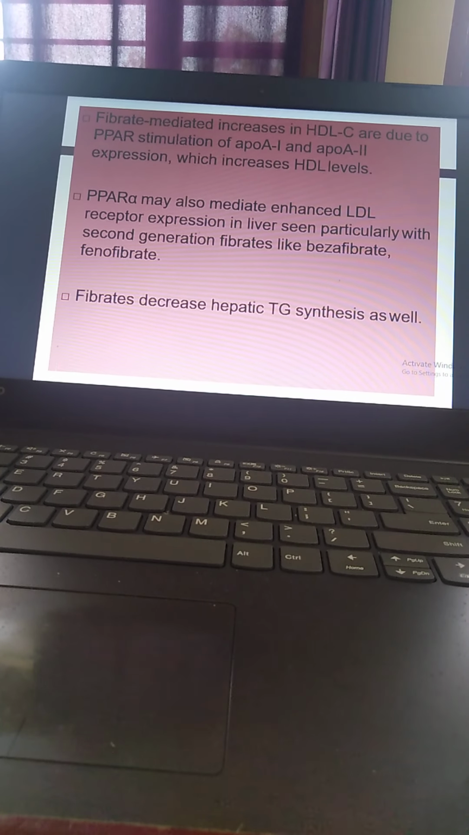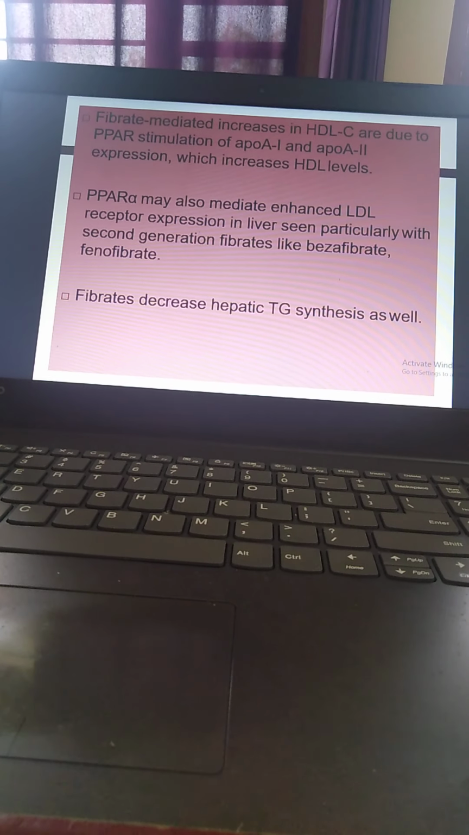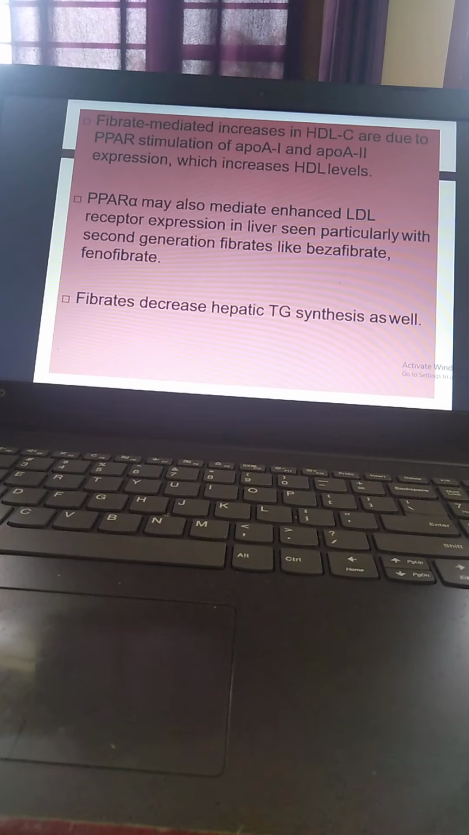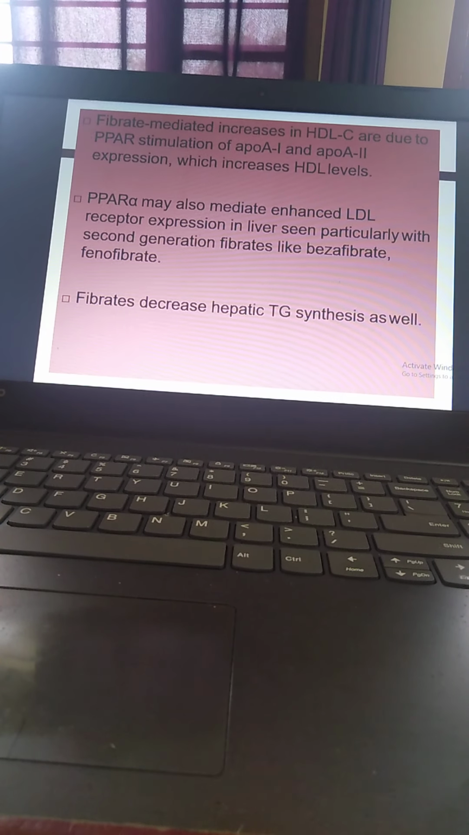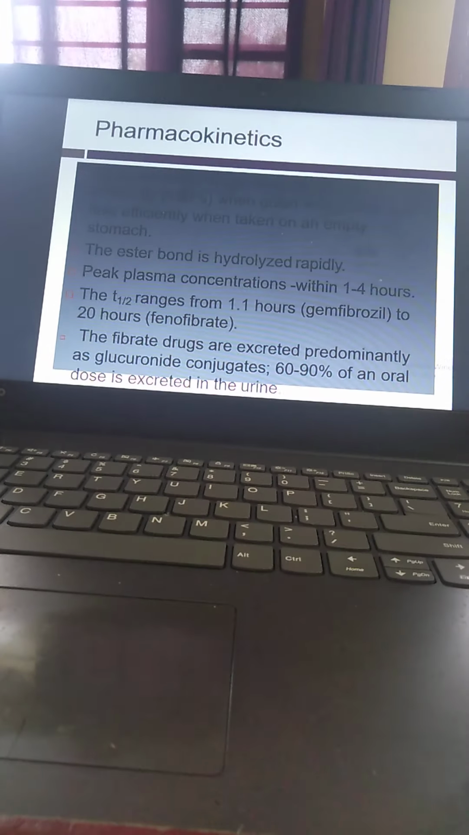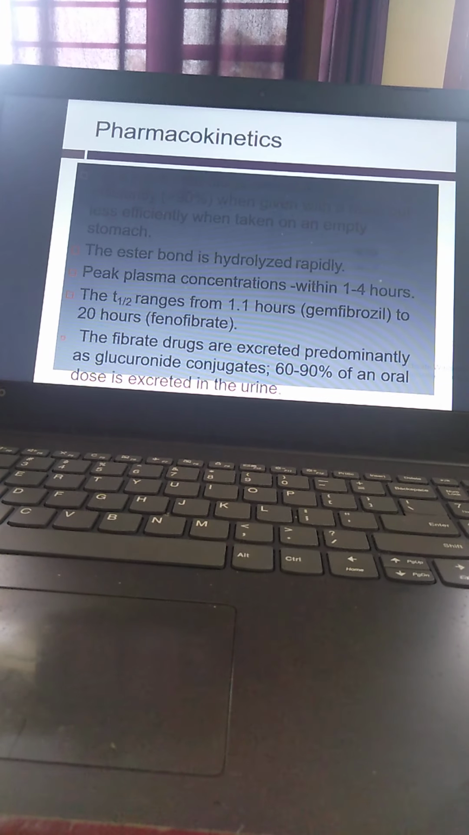PPAR may also mediate enhanced LDL receptor expression. So LDL receptor expression is increased because they act at the nuclear level in the liver, seen particularly with the second generation fibrates like bezafibrate and fenofibrate. Fibrate decreases hepatic TG synthesis. So TG synthesis is decreased. This is another pathway. Now pharmacokinetics: all of the fibrate drugs are absorbed rapidly and effectively, 90% or more.